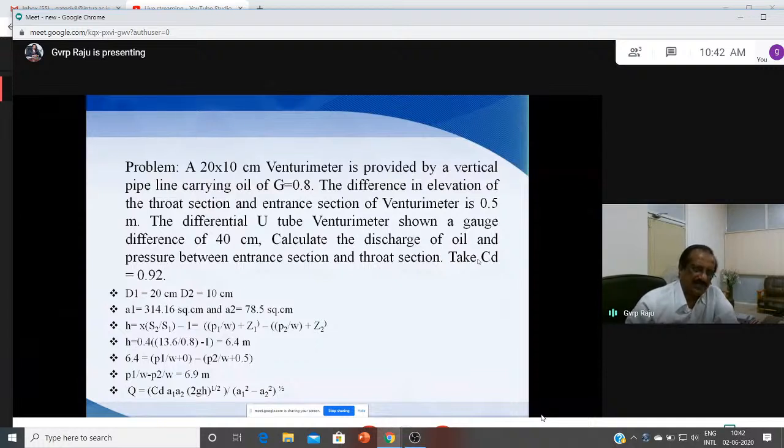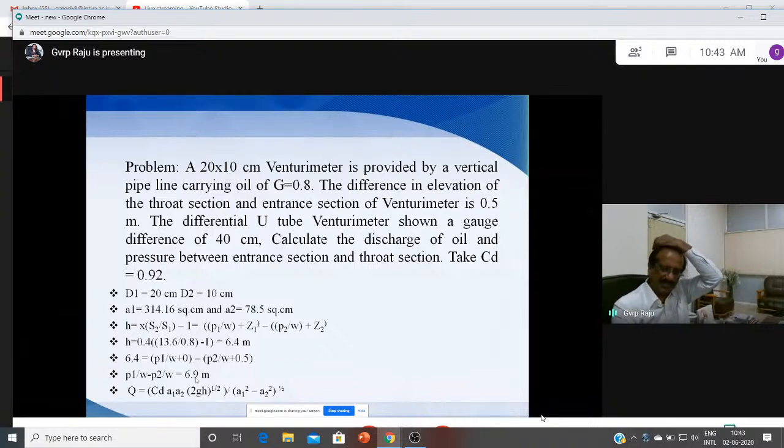And the coefficient of discharge for an orifice meter is around 0.6 to 0.7, or around 0.65. Remember that. Sometimes the value of CD may not be given, and you can assume 0.98 or 0.95, depending on the requirement. Here he has given CD equal to 0.92 and A1, A2. So D1 is equal to 20 and D2 is equal to 10. So you can find out A1, A2, and we have H equal to 6.4.